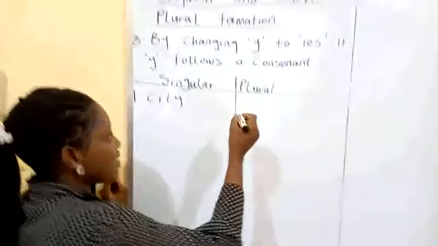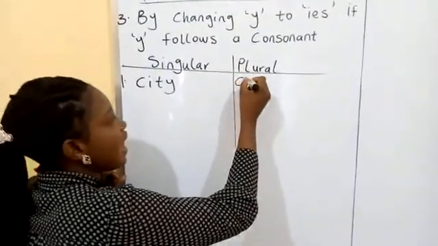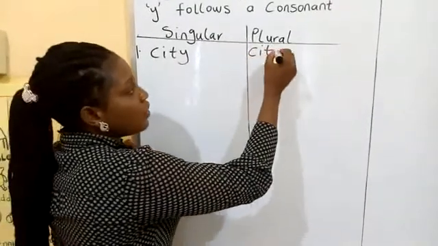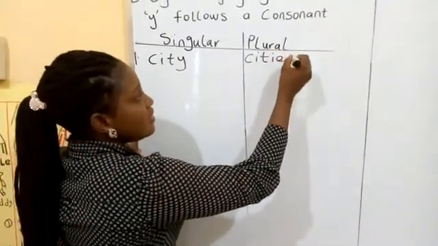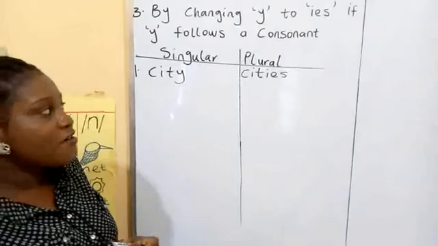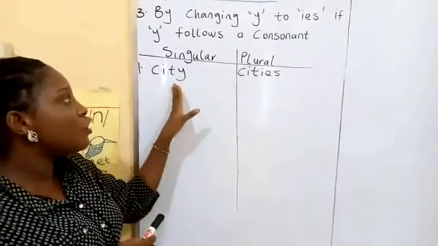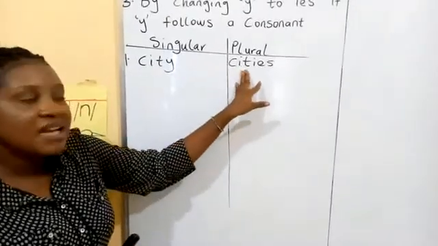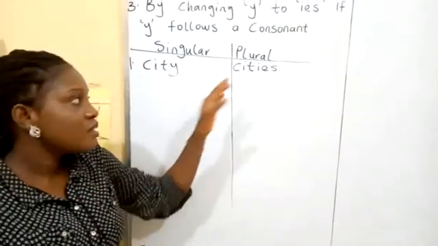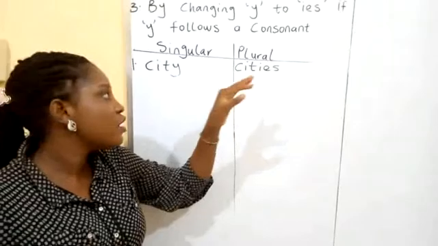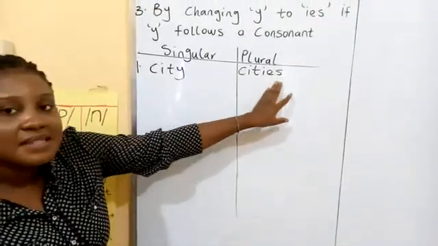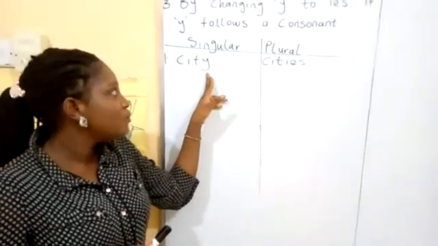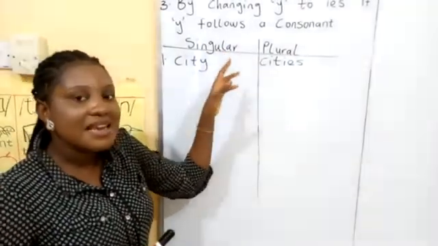Okay, let's do that together. We take the CIT, then we change the y to what? IES. Alright, so we form the plural of city. The plural of city is what? Cities. So how did we get these cities? It is by changing y to IES.